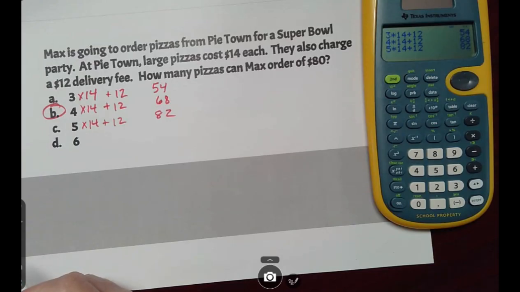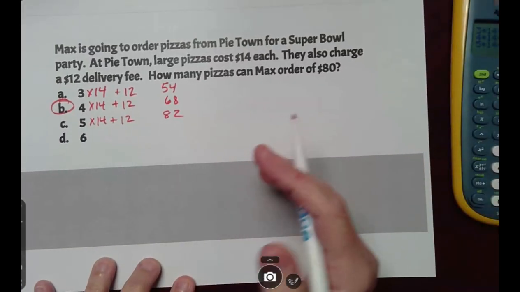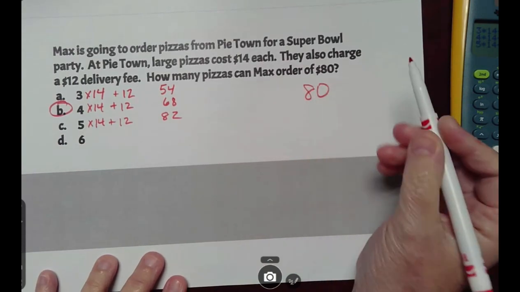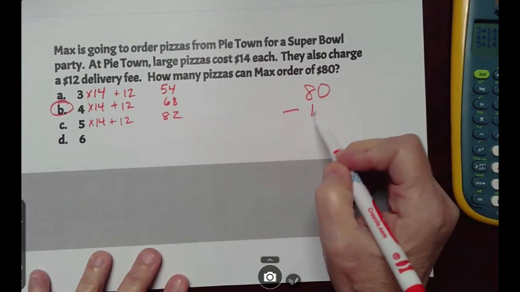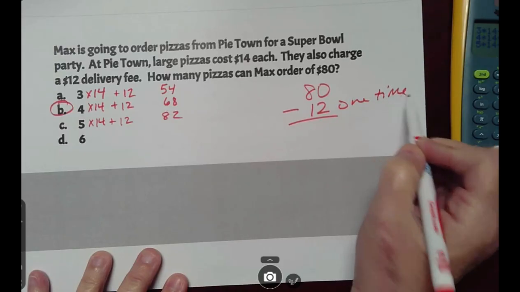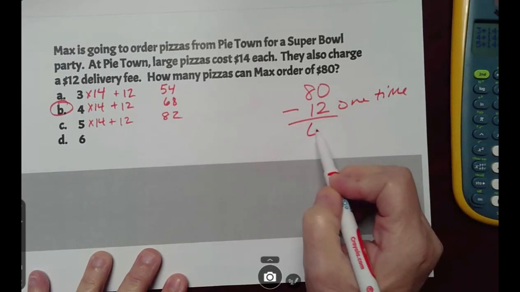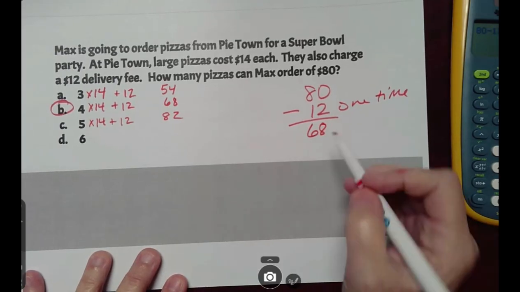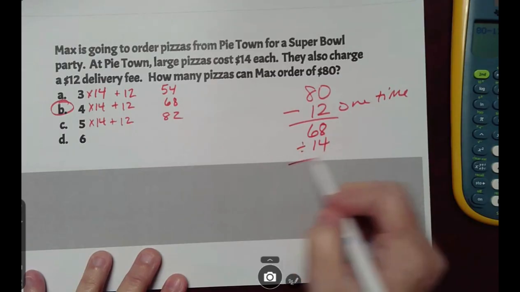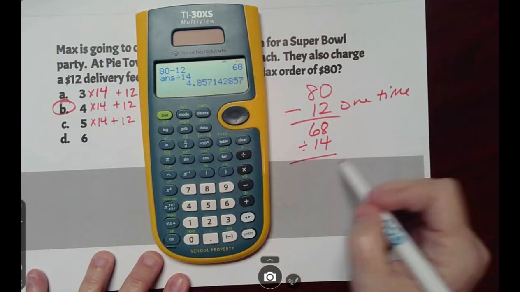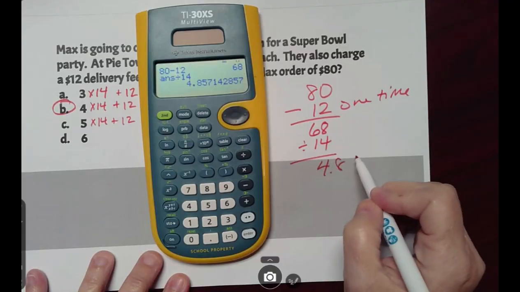the budget. If you didn't have multiple choice questions, here's how we can tackle this. You can take my budget, subtract my $12 one-time delivery fee. Okay, that leaves me $68. 80 minus 12, $68. Now I'm going to divide that by 14 to figure out how many pizzas I can get. And I get 4.85.